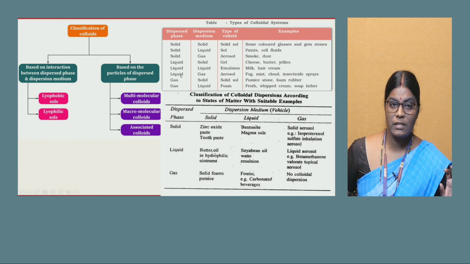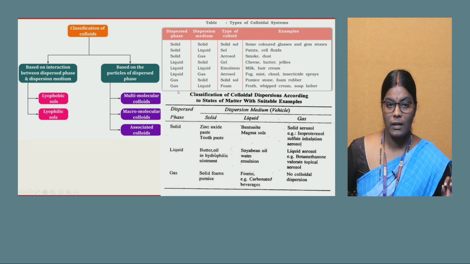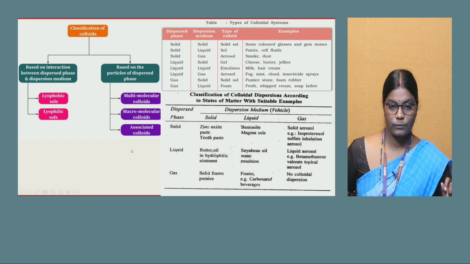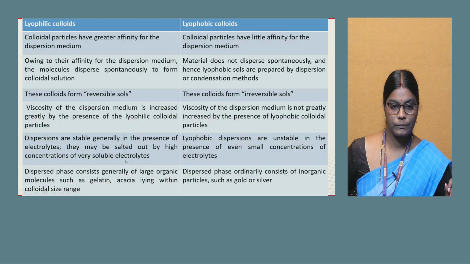If the dispersed phase is gas and the dispersion medium is solid, it is said to be a solid sol. Examples are pumice stone and foam rubber. If gas is the dispersed phase and the dispersion medium is liquid, the sol is called a foam. Froth, whipped cream and soap lather come under this classification. Based upon the dispersed phase and dispersion medium, different types of examples are also given here. You can go through that.